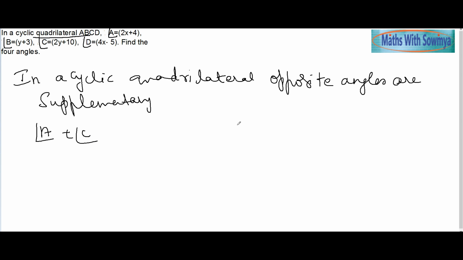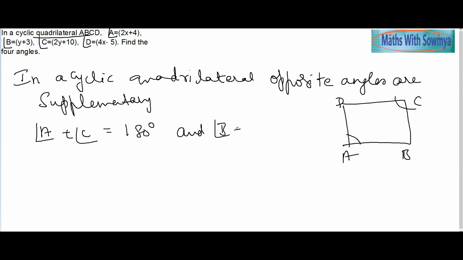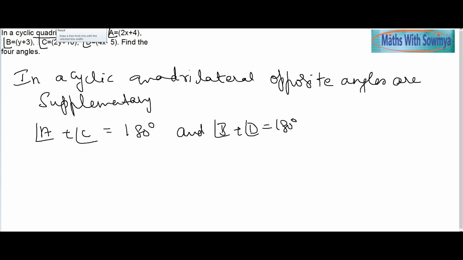Therefore, A plus C. Whenever you take a quadrilateral, it will be something like this. So opposite angles will be A and C, which will be equal to 180 degrees, and B plus D will be equal to 180 degrees. So we get this simply. Now you have to just substitute and find the values. What is A? A is 2x plus 4. C is 2y plus 10, which is equal to 180 degrees. You can just leave out the degrees now.